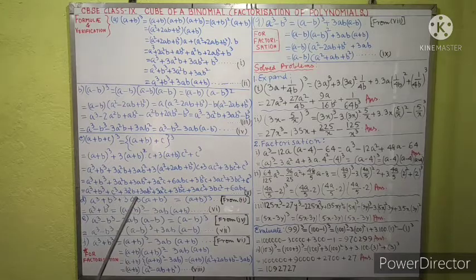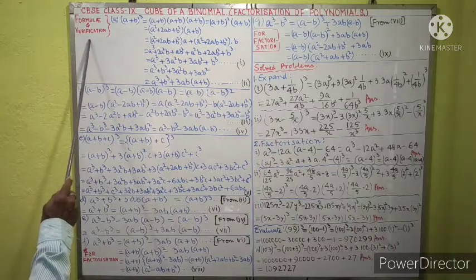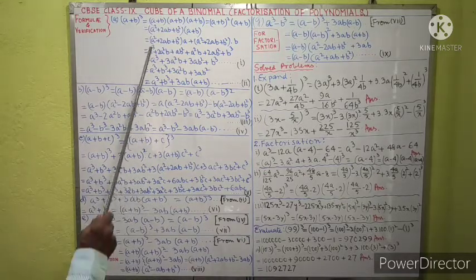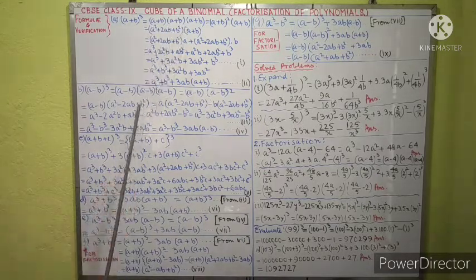At first, to calculate the value of a plus b whole cube, this is a formula, with verification. One verification and two verification I have done very clearly. You can do it in negative also. It is a plus b whole cube equal to a plus b into a plus b into a plus b, 3 times. That is a plus b whole square into a plus b.